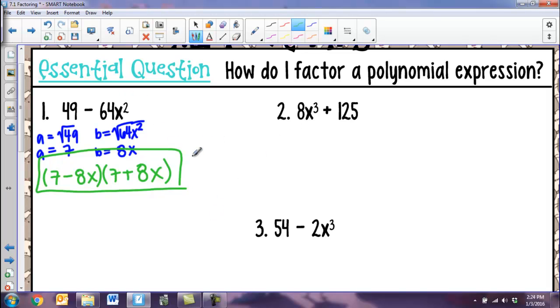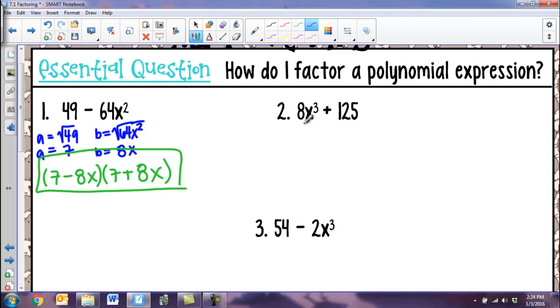Okay, so squares are pretty straightforward. You've done that a lot. Always find the square root of the second, or sorry, the first, and then the square root of the second. Okay, now it's the cubes that get a little bit more tricky. So the first thing is I notice that we have a cube on my variable. That's kind of a tip off for me that I need to do something with that.